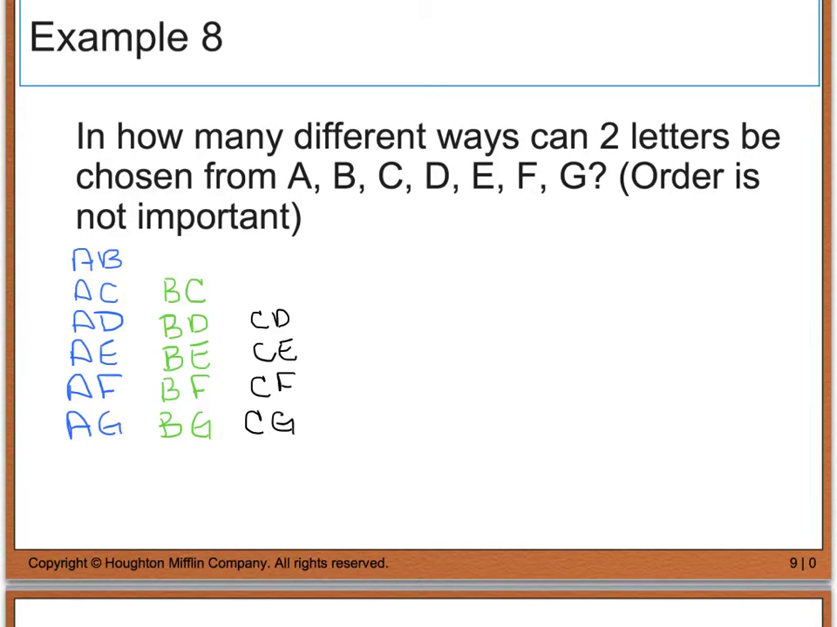Then I can look at D. D's already been paired with A, B, and C, so we can start with D and E, D and F, and D and G.